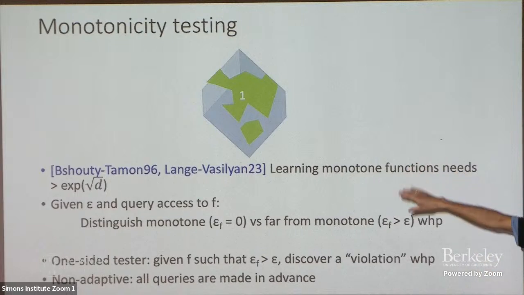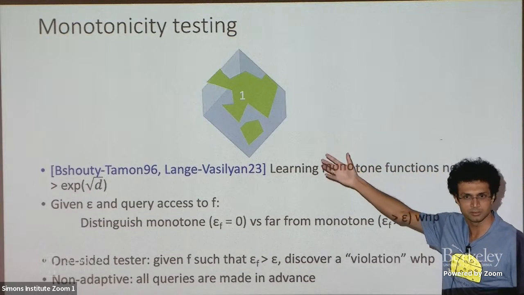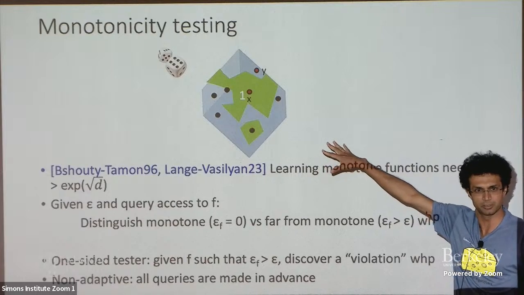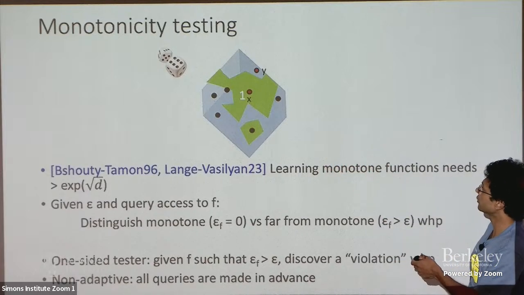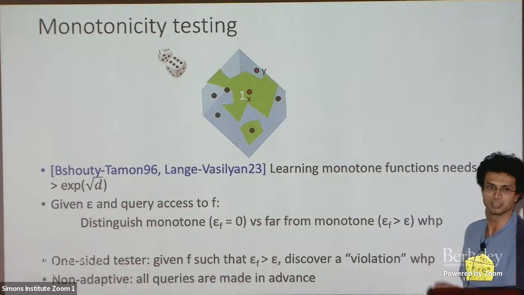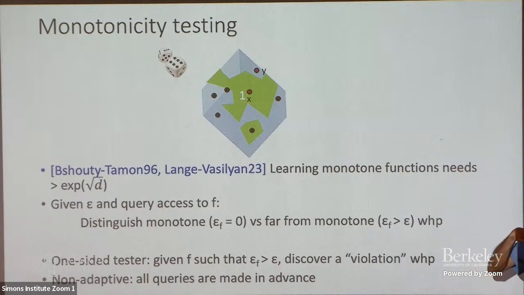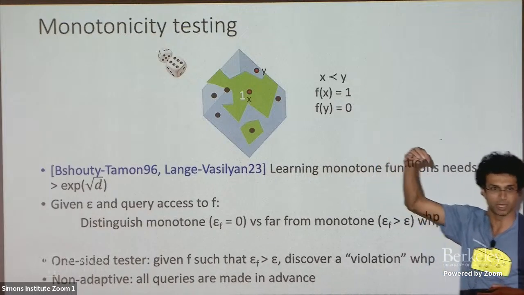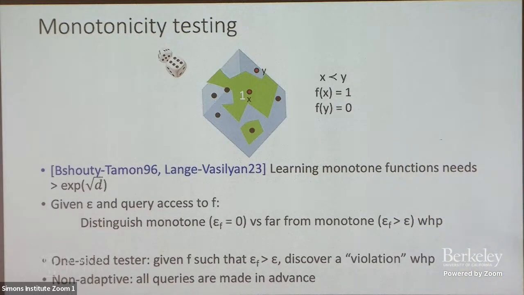So again, the cartoon picture for that is you have some function that is far from monotone. There's some sampling procedure that's going to sample a bunch of points on the hypergrid, and it's trying to find this violation to monotonicity. So it's an X that's inside the set, a Y that is outside the set, such that X is less than Y in the partial order. Right? This is a violation to monotonicity. So when I say violation, that's what I mean.